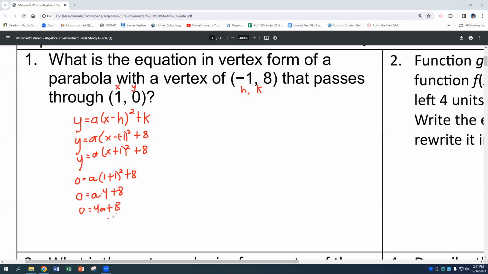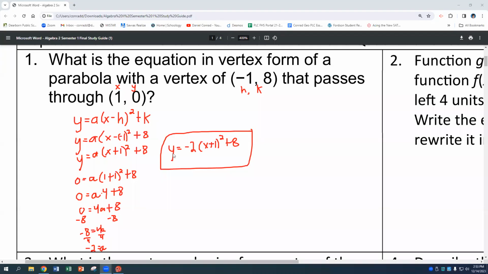I can subtract 8 from both sides. So I get -8 equals 4a. And when I divide both sides by 4, I get -2 equals a. So now I have all the pieces to write my equation in vertex form. So it's going to be y equals -2, and then it's x plus 1 squared plus 8. And there's my equation in vertex form.